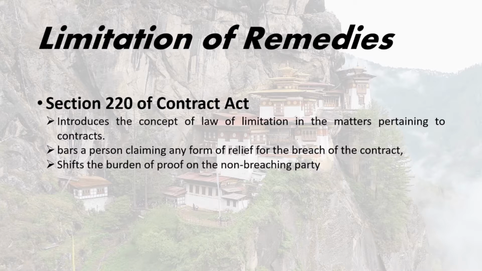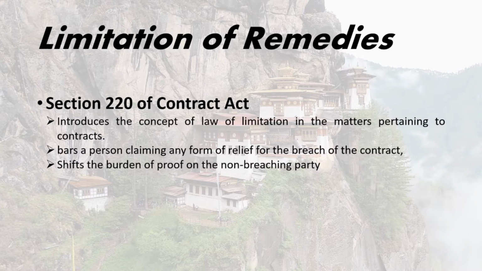So, looking at that section, it bars any claim for relief for a breach of contract, and shifts the burden from the non-breaching party to the breaching party. The concept of the law of limitation in matters pertaining to contract is particularly new, and it is introduced under Section 220. This section basically bars persons claiming any form of relief for breach of contract if it has been 3 years since the breach was committed or since the non-breaching party became aware of the breach, whichever is later.